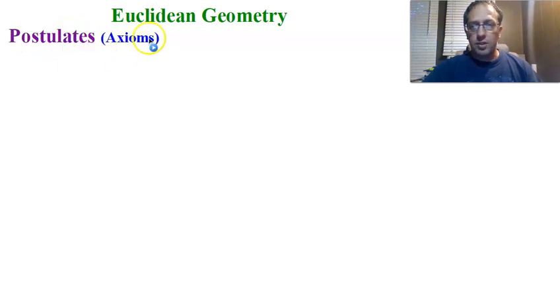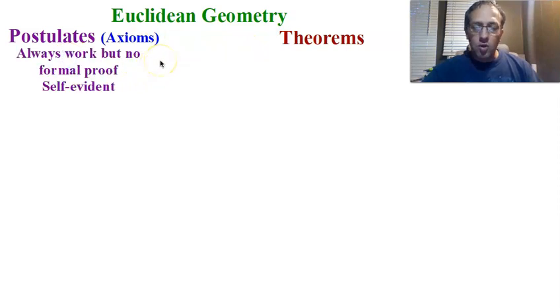We have the postulates, and these are what we refer to as the axioms. These are the postulates. All right? And we also have theorems. Two different things. Now, the postulates, these always work, but they have no formal proof. These are considered to just be self-evident. All right, we hold these truths to be self-evident, which means that you shouldn't really need a rule for that.